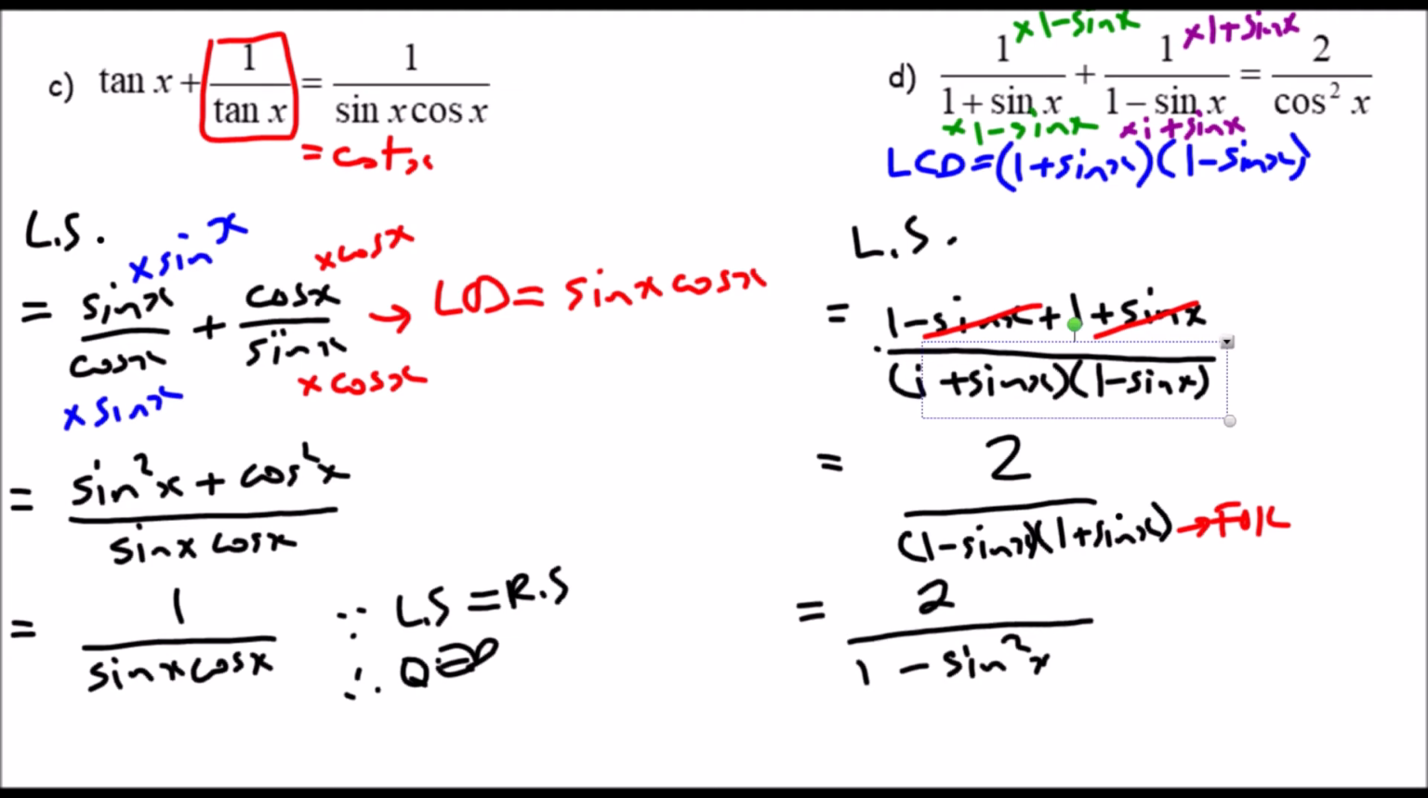And then of course, if I use the other side as my guide, I will have 2 over, and 1 minus sine squared x is actually cos squared x. So, because left side is equal to right side, therefore QED. And we are done. That is the 4 parts. I apologize for the length of this video, a bit long.